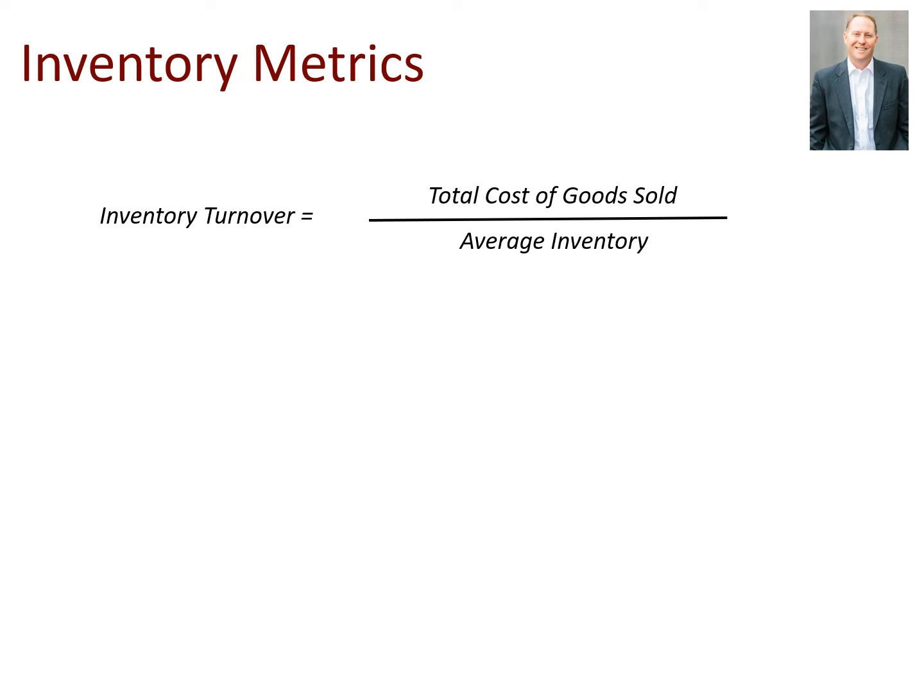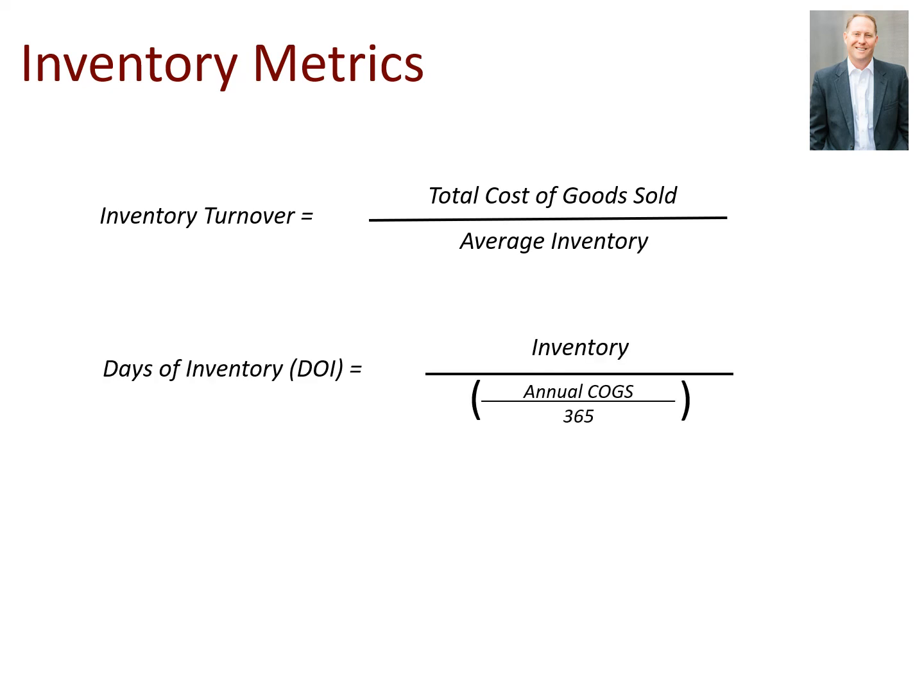A couple other things to look at. A very similar number, these numbers will usually be tied together pretty well, is our days of inventory. So our days of inventory, I'll look at the denominator first. Take our total cost of goods sold, divide that by 365. That's going to give us basically an average of how much we sell from a cost of goods sold perspective every single day.